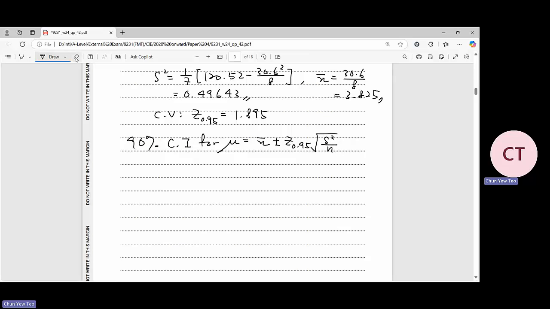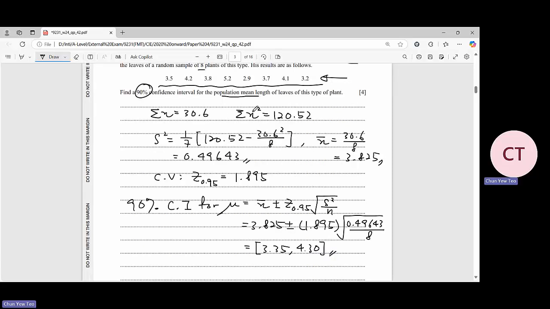Okay, so I just put in the values: 3.825 plus or minus 1.895 times the square root of s squared, 0.49643, divided by 8. Use your calculator, press it, and leave the answer to 3 significant figures. Then your interval will be 3.35 to 4.30. Done. This will be the answer for question number 1.